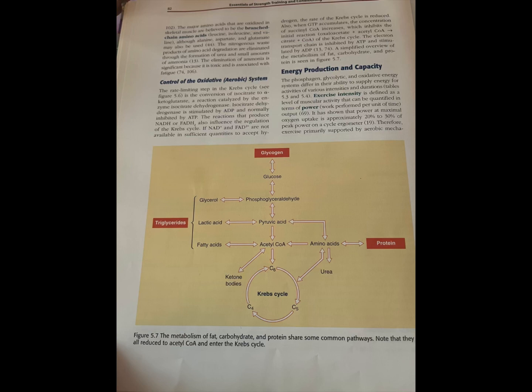The reactions that produce NADH and FADH2 also influence the regulation of the Krebs cycle. If NAD+ and FAD are not available in sufficient quantities to accept hydrogen, the rate of the Krebs cycle is reduced. Also, when GTP accumulates, the concentration of succinyl-CoA increases, which inhibits the initial reaction converting oxaloacetate and acetyl-CoA to citrate and CoA of the Krebs cycle. The electron transport chain is inhibited by ATP and stimulated by ADP. A simplified overview of the metabolism of fat, carbohydrate, and protein is in Figure 5.7.